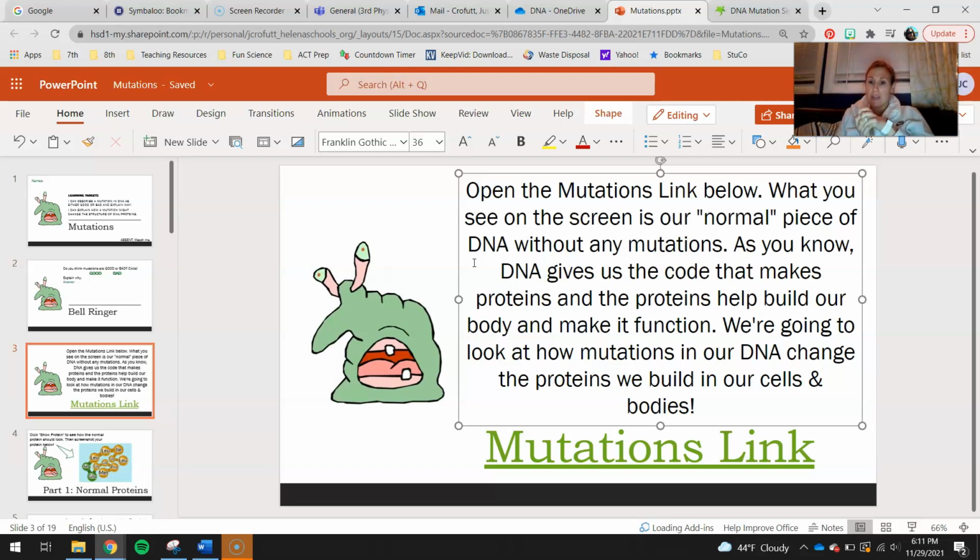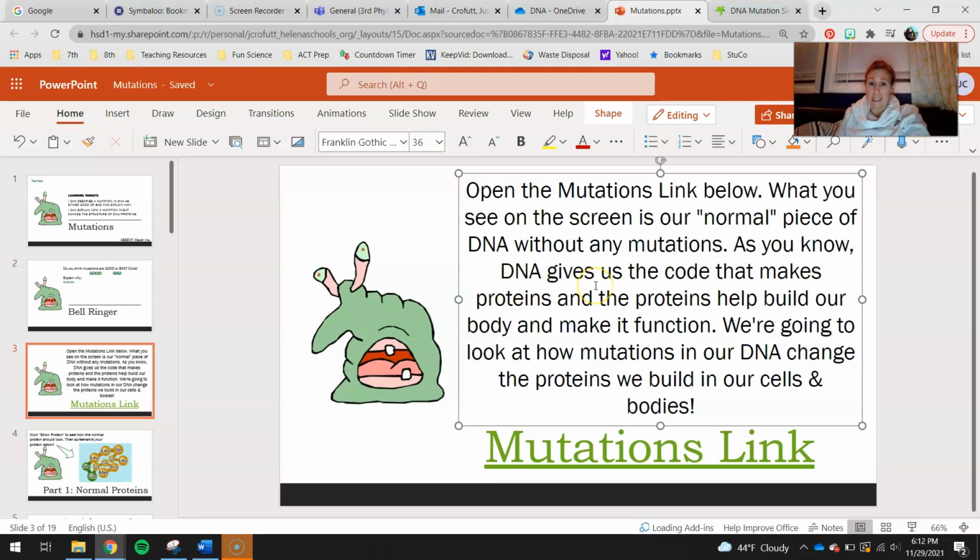As you know, DNA gives us the code that makes proteins, and proteins help build our body and make it function. We talked a lot about your eye color, okay? DNA doesn't make your eyes brown, but DNA is a recipe that makes a certain protein, and that protein is physically what turns our eyes brown in color, okay? It also produces a lot of proteins that help our body function correctly.